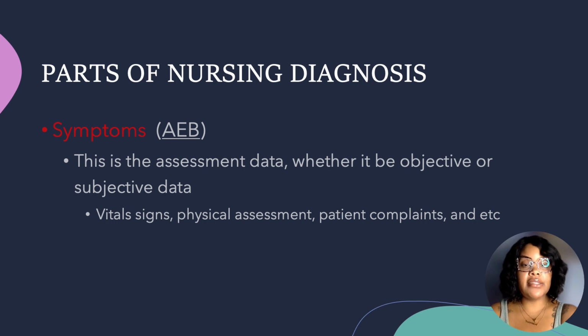Does that make sense? So remember, you have three parts. You have your problem, which is your NANDA diagnosis list, right? We're just going to use our NANDA list. Then we have our etiology. What is the reason that this patient has this problem? But remember, it cannot be a medical diagnosis. So the cheat code is what is the pathophysiology of that diagnosis. And our S, which is our signs and symptoms, and this is actually the assessment data, whether it be objective or subjective.